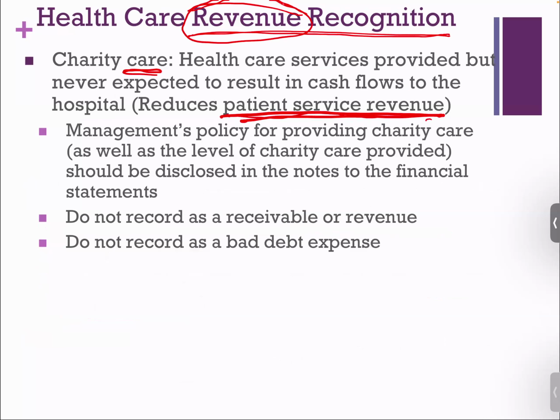Then we need to provide information in our financial statements about it. So we have to describe what our policy is for providing charity care and the level of care that's provided in the notes to the financial statements. And then down here it's saying don't ever record this as a receivable or revenue, and don't record it as bad debt expense.